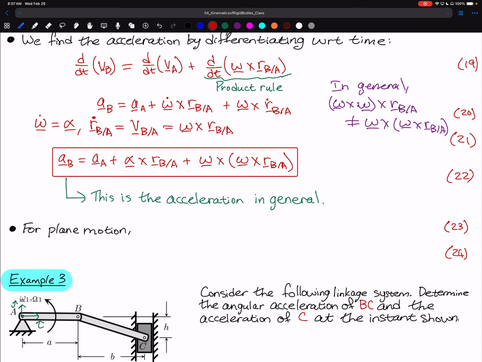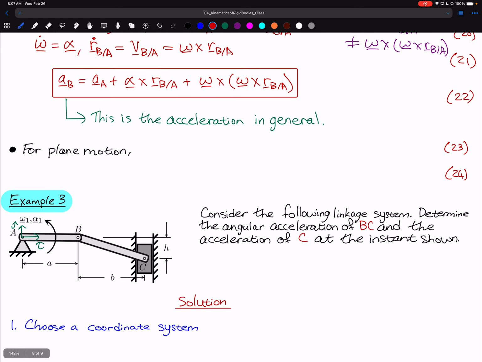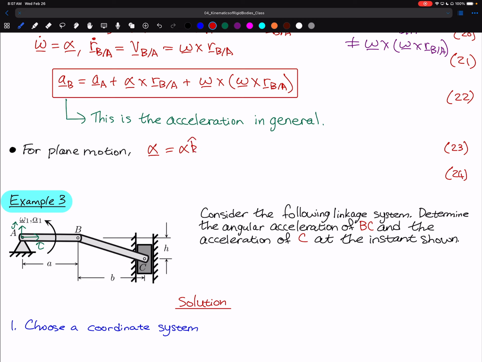And then for plane motion, it's going to simplify. For plane motion, we're going to have that our angular acceleration is equal to some scalar alpha in the k direction. That alpha scalar can be a function of time, though. It doesn't have to be a constant. And then omega is equal to, again, some scalar value in the k direction.